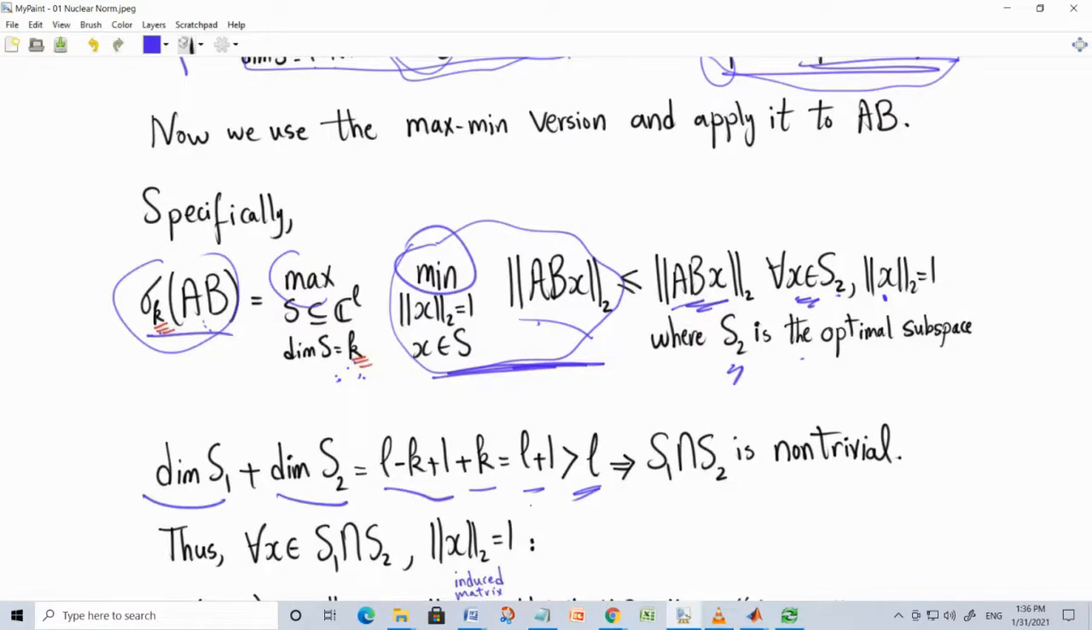So if you have a space of dimension L and you have two subspaces in that space, and the sum of their dimensions is strictly larger than L, then there is a theorem in linear algebra that it must be the case that these two subspaces have a non-trivial intersection.